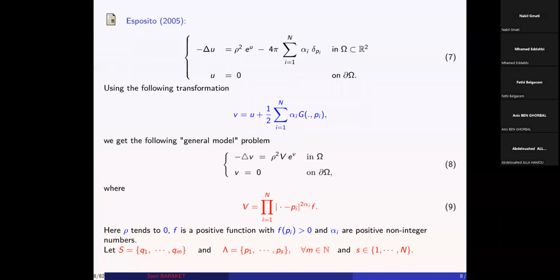I mean, a blow-up point of the solution U is some point in omega such that for rho fixed, U is regular at this point, but when rho tends to 0, U_rho at this point tends to infinity. That is what I mean by a blow-up point of the solution U.